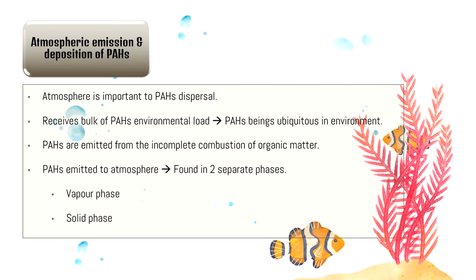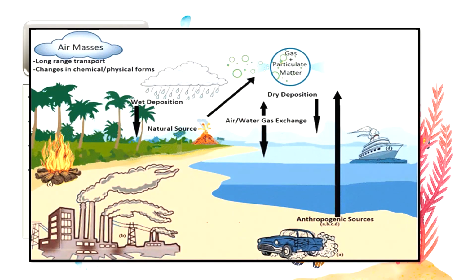PAH are emitted to the atmosphere primarily from the incomplete combustion of organic matter. The combustion sources can be either natural or anthropogenic. The natural sources include volcanoes or forest fires, while the anthropogenic sources are vehicle exhaust, agricultural fires, power plants, steel plants, foundries, and other industrial sources.